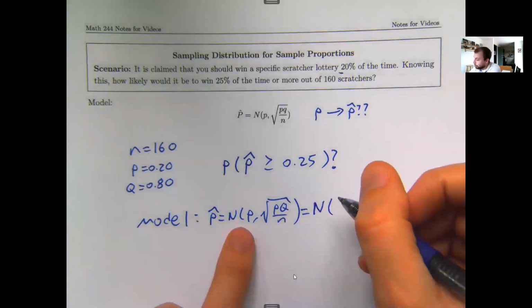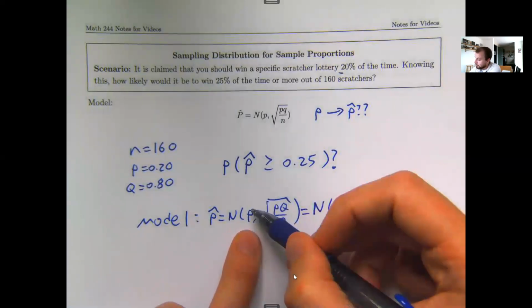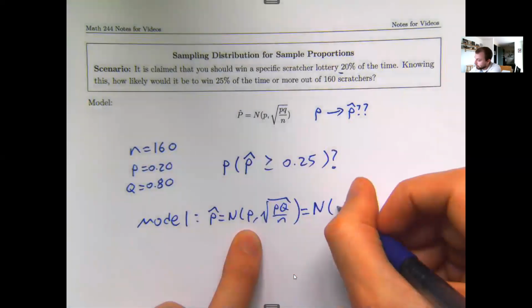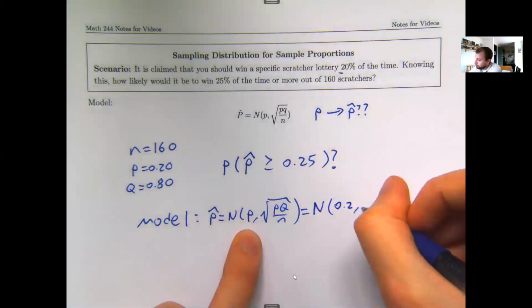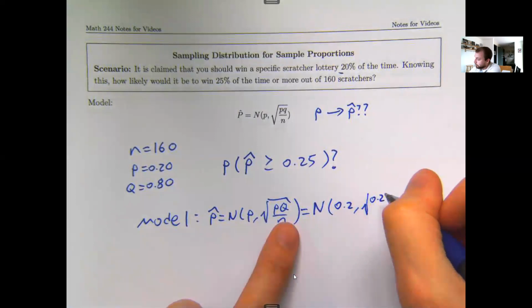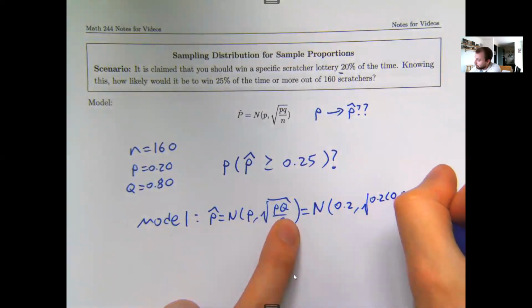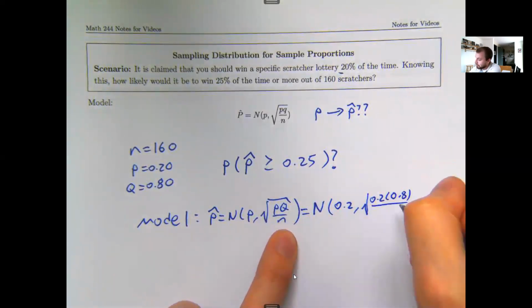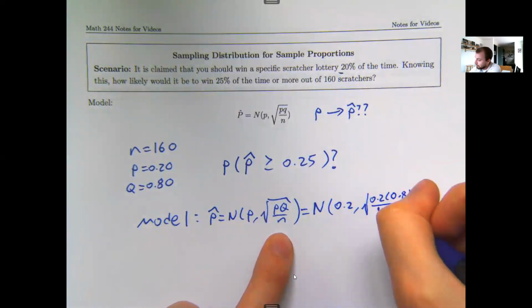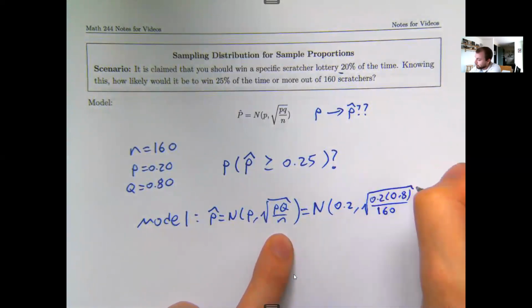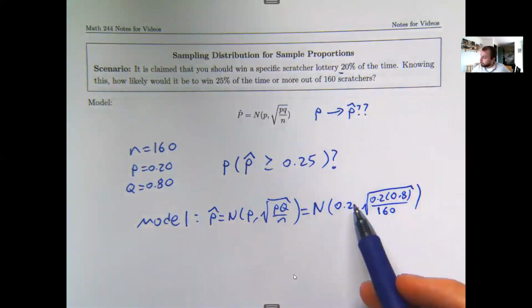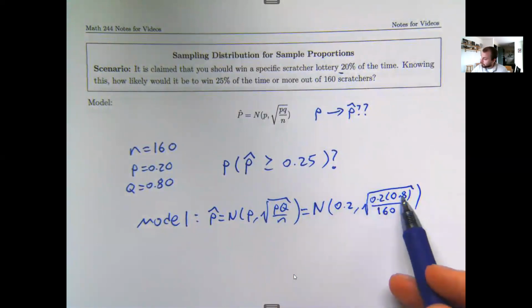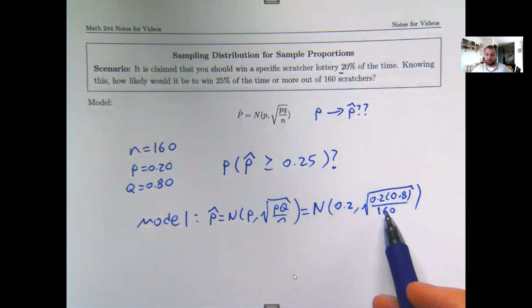So for p, that's my population success rate, I'm plugging in 20%. For q, that's my failure rate, that's 80%. n, that's the number of samples, that's 160. So population success rate, population failure rate, total number of samples.